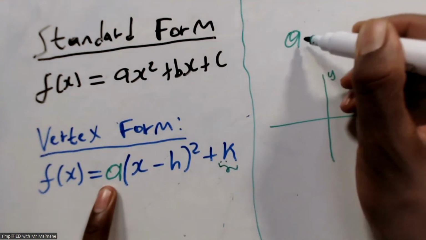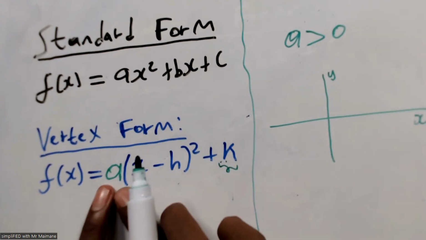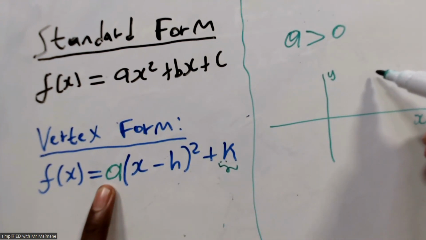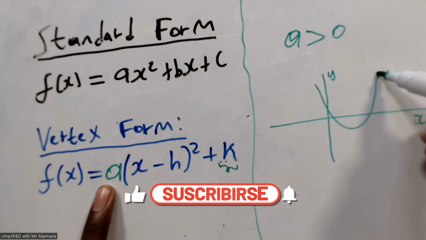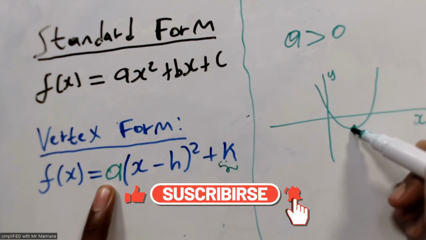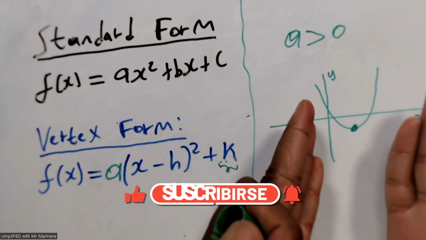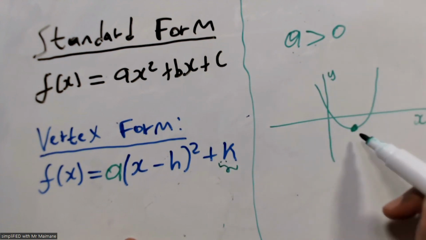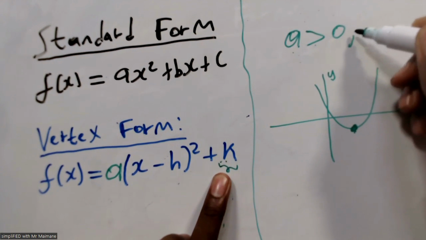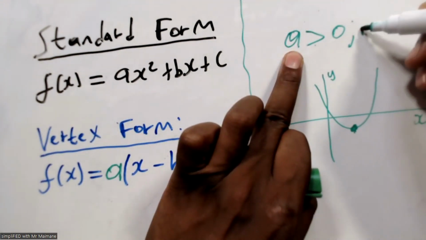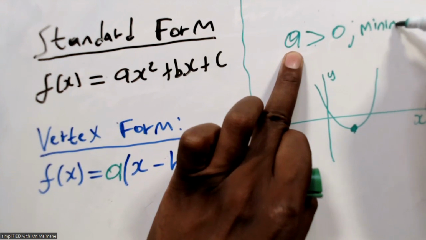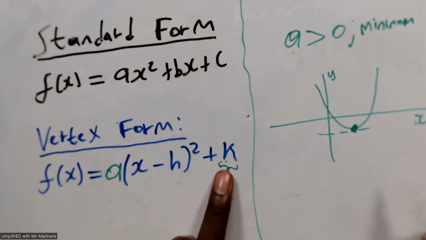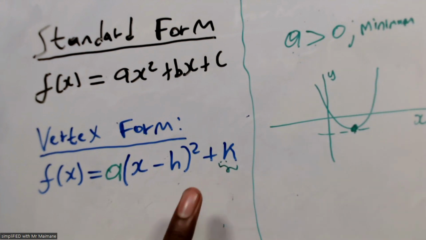If A happens to be positive, whenever A is positive, our graph will be something of this form, imaginary. So meaning our turning point will start from here and then the graph goes up like that. So we say when A is greater than 0, the vertex k represents the minimum. So when A is positive, we have a minimum for the vertex. So the vertex is a minimum when A is greater than 0.